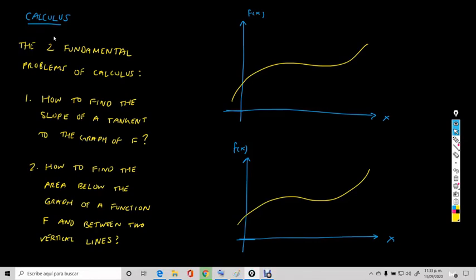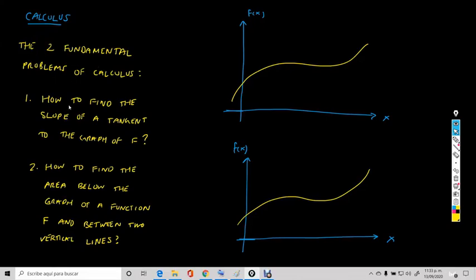Like I said before, this course is about calculus. This is topic number 5 in your high school program. And let me tell you briefly what calculus is about. So how did calculus start? Calculus started with these two fundamental problems, okay?